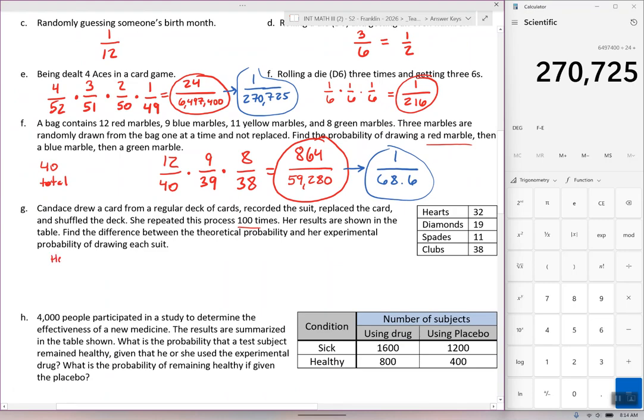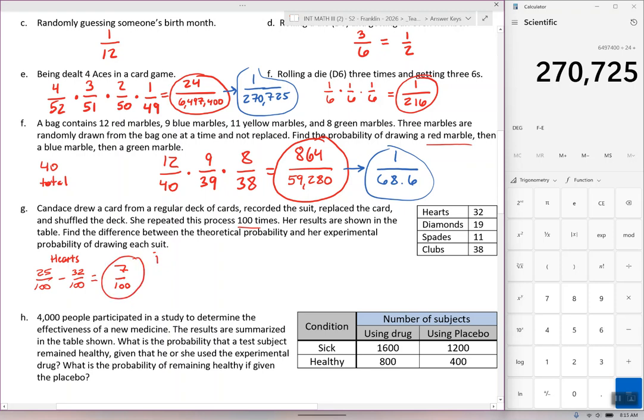So for hearts, we're finding the difference between the theoretical and the experimental. So 25 out of 100 minus 32 out of 100. We'll call that a negative, but it doesn't really matter. We're just finding the difference here. Negative 7 out of 100. So she drew 7 more than expected. We'll just do a positive here.